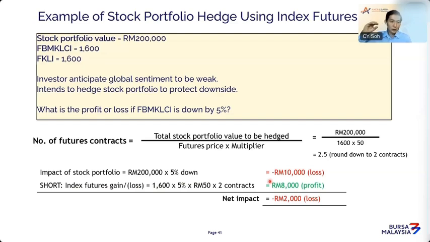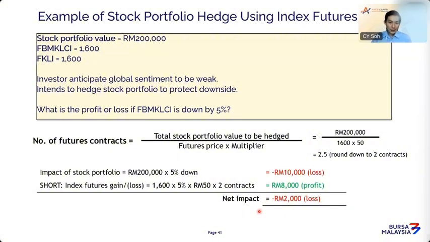Your overall stock portfolio value is down by 10,000 ringgit, and because you have a short position in your index futures, 1,600 times 5% would be 80 points. So 80 points times $50 per point times your 2 contracts. In your futures trading account, you will be making 8,000 ringgit of profit. You add these two things together, and your net impact would be only $2,000 in losses.